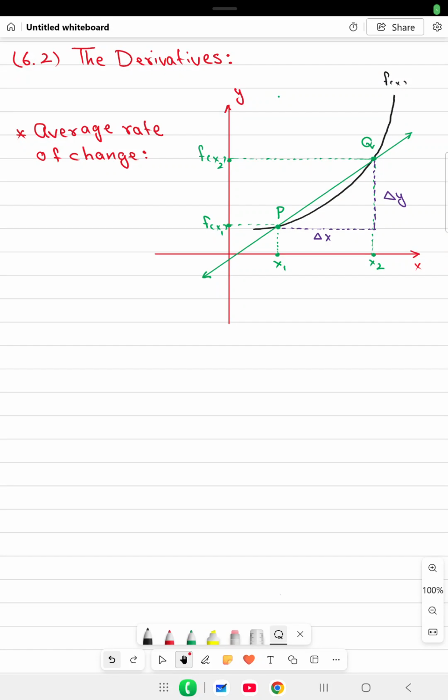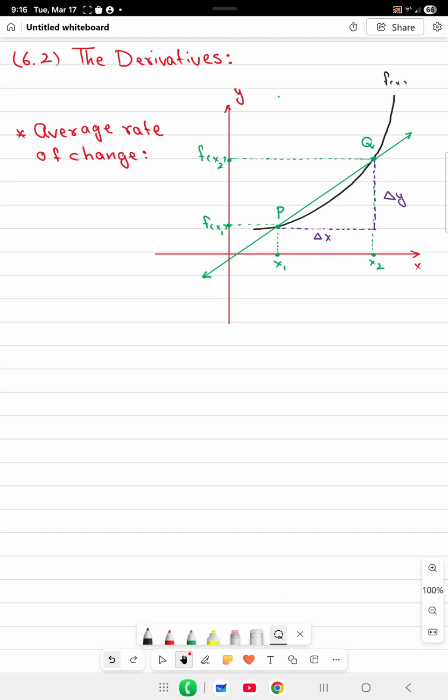Hello all, let's start section 6.2. 6.2 is the derivatives. Before talking about derivatives, what is derivatives? Let's first talk about average rate of change, which is a topic of algebra.